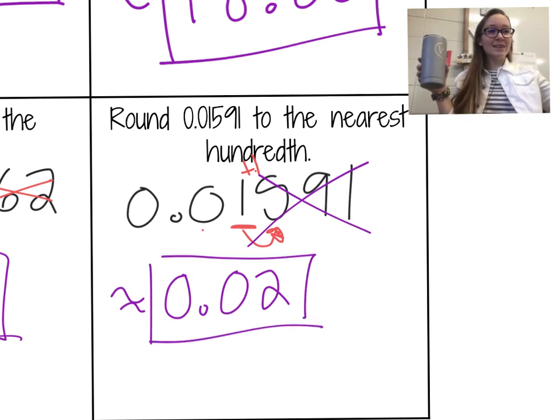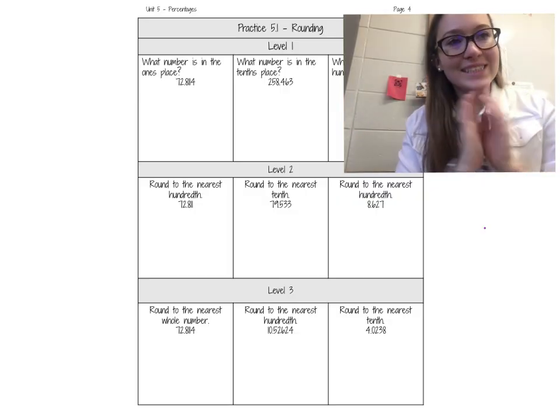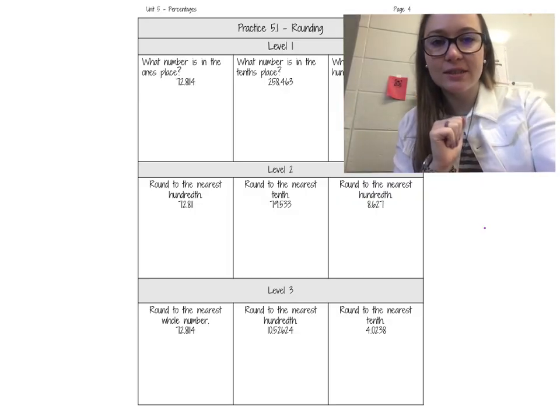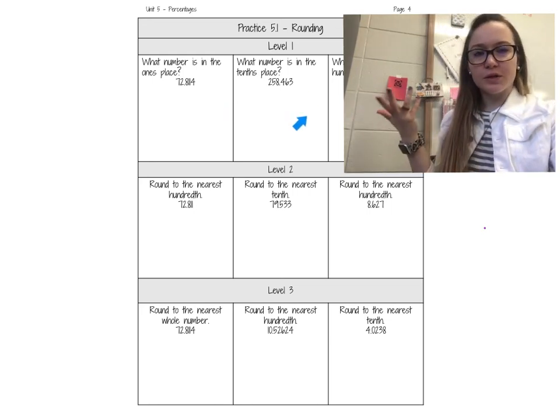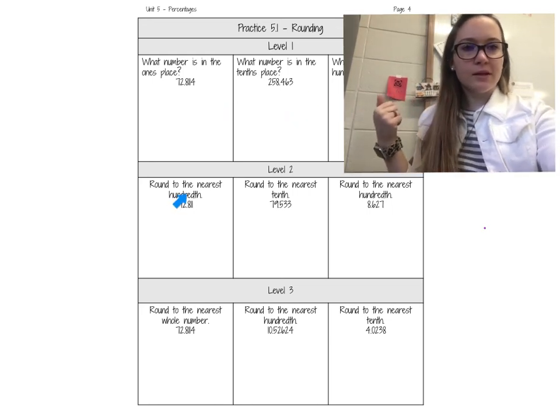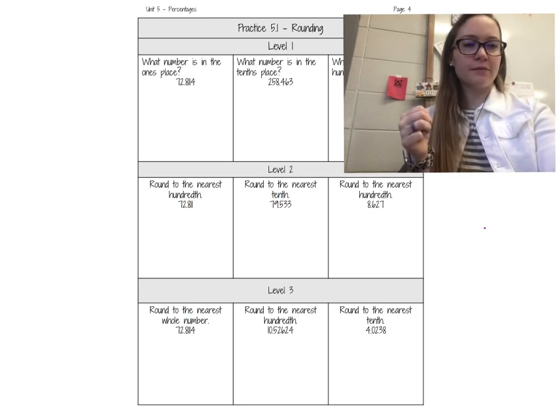All right, that's rounding. I know it might have been a review, but it's maybe been a while. Hopefully that refreshed your memory. All right, on the practice, don't forget to read the instructions. This first level, you're just identifying which number is in which place. And then pay attention to if it's the nearest hundredth, tenth, whole number, okay?